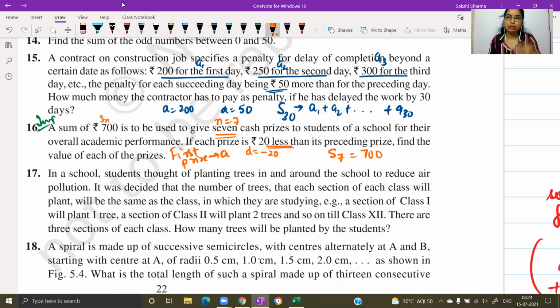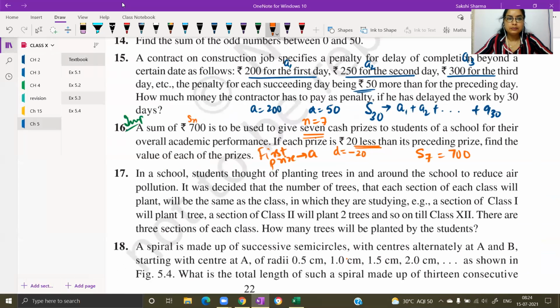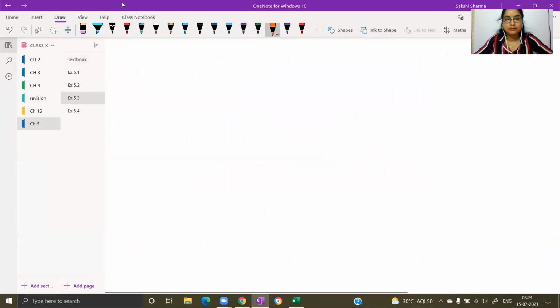And now, since you have the knowledge of arithmetic progression, you can apply this formula and find out the value of the first prize, and then you can find out the first 7 terms. Either way is correct. Fine. It's up to you how you want to do it. Let's quickly write this down. Both will be correct.